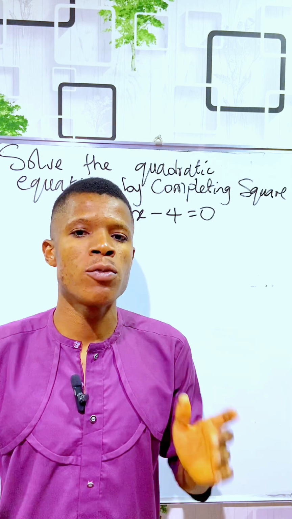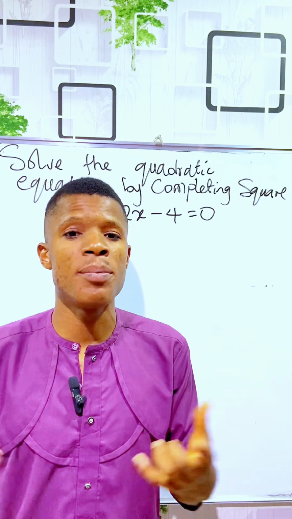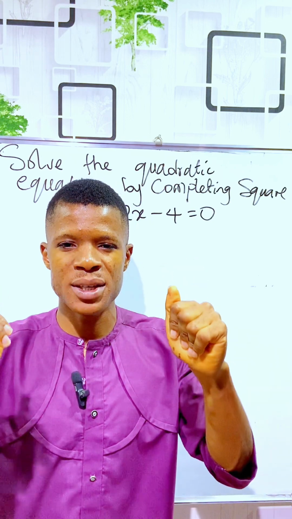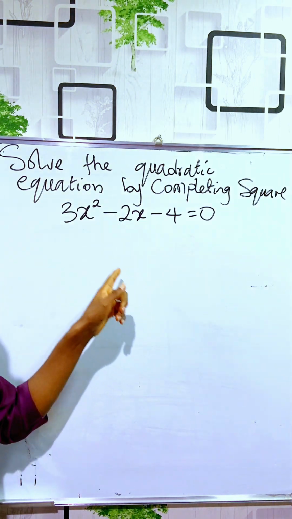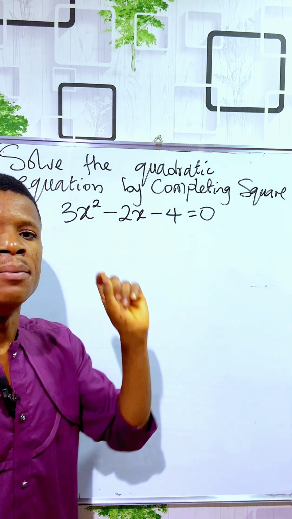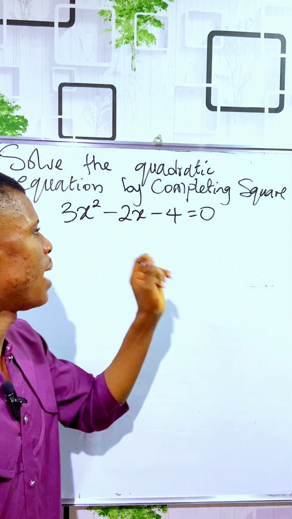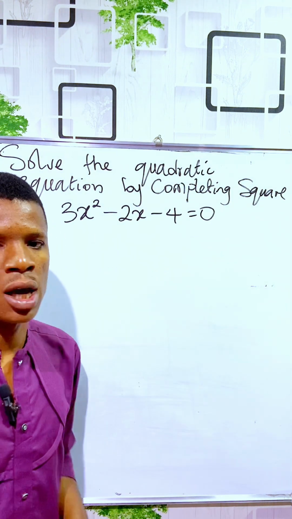Do you know how to solve a quadratic equation using the completing the square method? Come, let me teach you. Here, we have to solve the quadratic equation 3x squared minus 2x minus 4 is equal to 0.